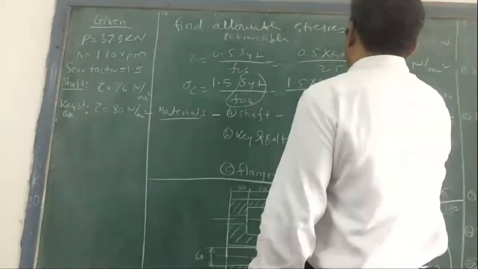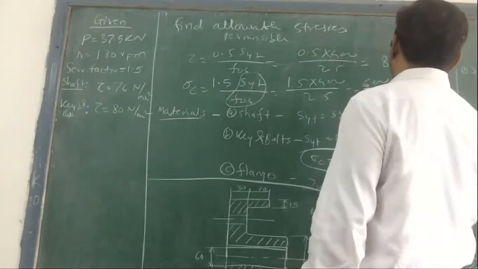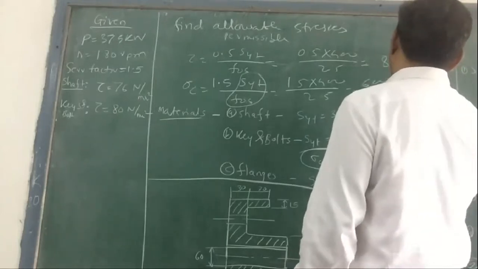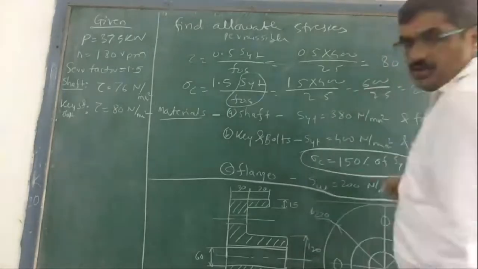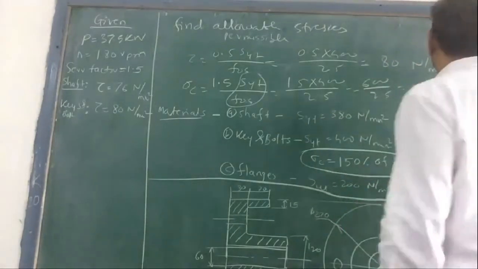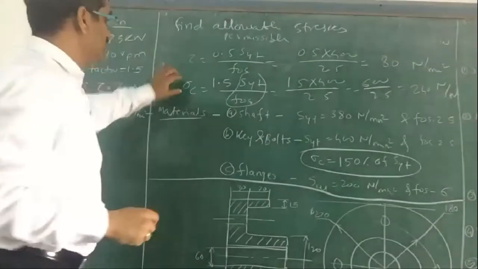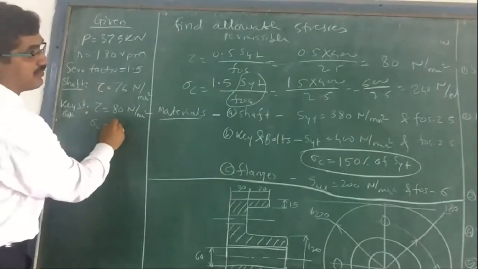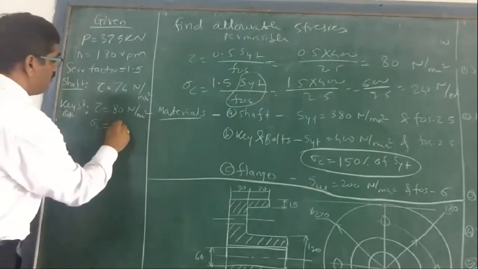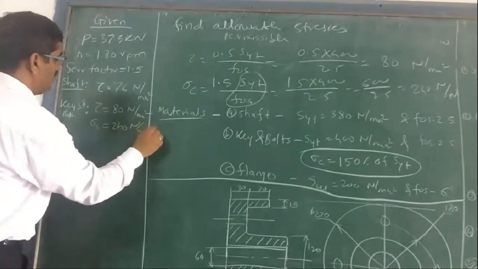So this is 600 upon 2.5. 600 upon 2.5 will be what? 240, I think. So for keys and bolts, this is where we are calculating sigma c, right? Because there we will be using sigma c equal to 240 Newton per mm square. Okay.